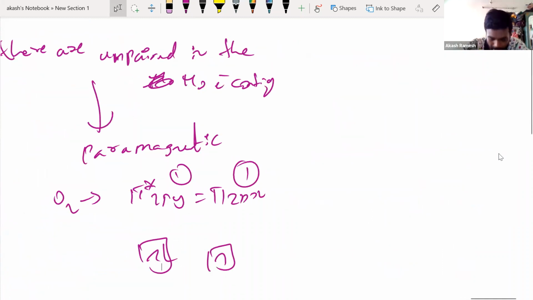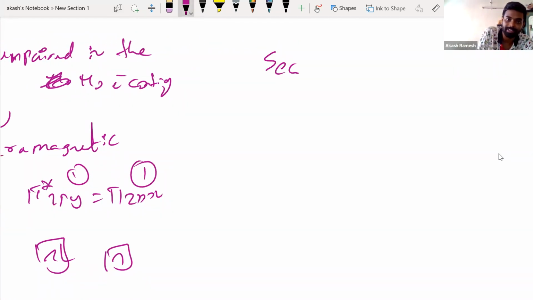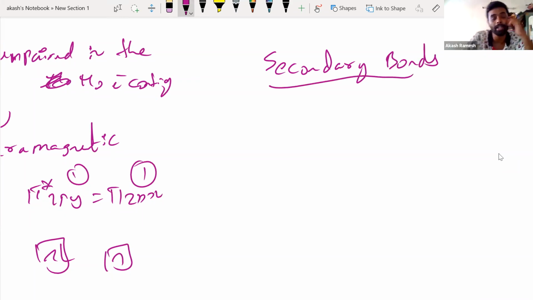Okay, now the last part of the chapter is going to talk about the secondary bonds. When we started this chapter, I told you that chemical bonds can be of two types. One are what are called primary bonds. The other are what are called secondary bonds. Right? What is the basic difference, people? Can anybody remember and tell me what is the basic difference between primary and secondary bonds? What is the basic difference?